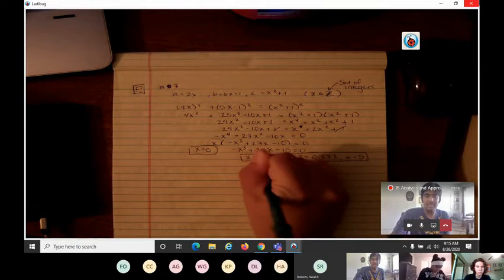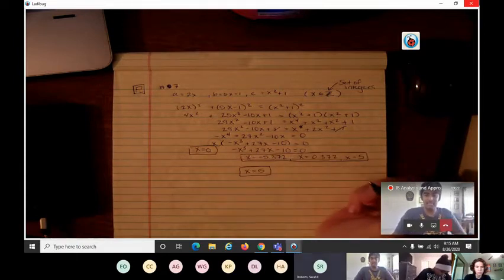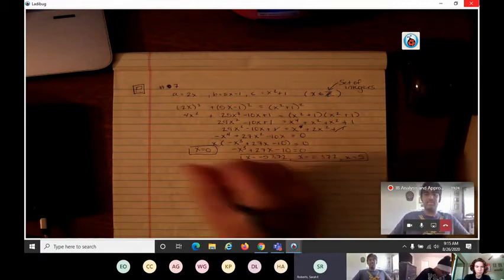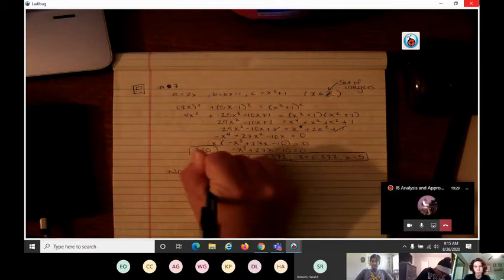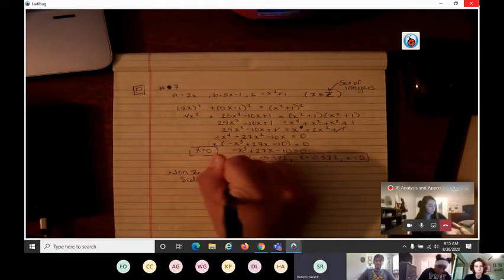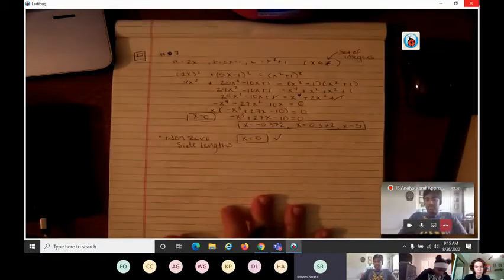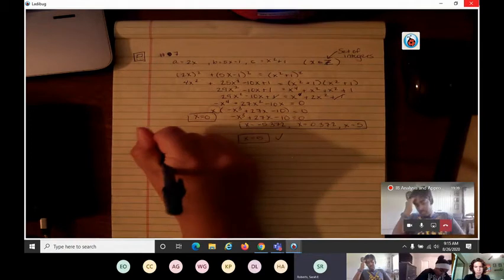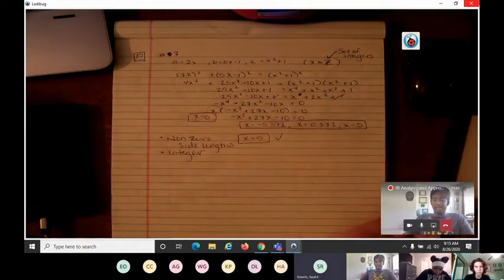Because when you plug it into A, the side length is 0. You can't have a side length of 0. Very good. We want non-zero side lengths. So our 2 qualifications were that we had non-zero side lengths and also that we had an integer. The only one that fits both of those is x equals 5, so that has to be our solution.